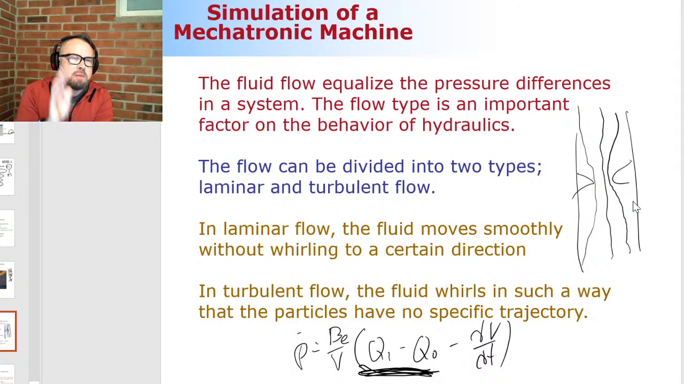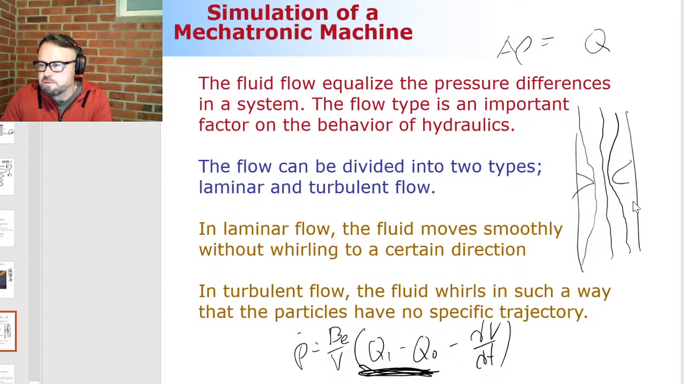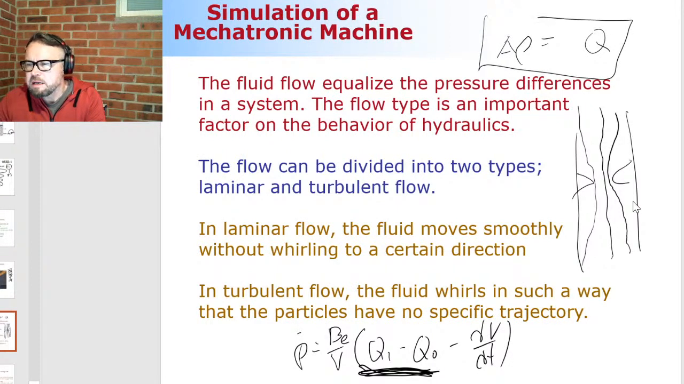Now there is something in modeling that is extremely, extremely important for us. What is important for us is how the pressure difference and the flow rate are related. In the case of laminar flow, this relation is a linear relation.